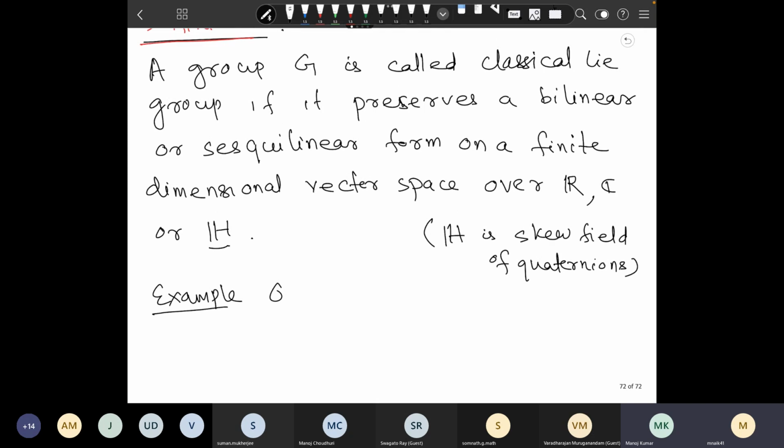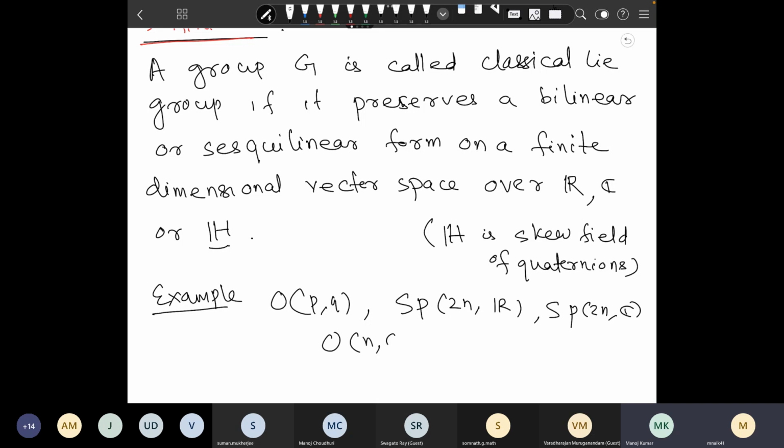Actually, I do not know the algebraic group definition. No, your definition of pseudo-algebraic. Yes, pseudo-algebraic group. That is O(p,q) and U(p,q). Sorry, we will see more examples later: Sp(2n,R), Sp(2n,C), O(n,C). Okay, so later.